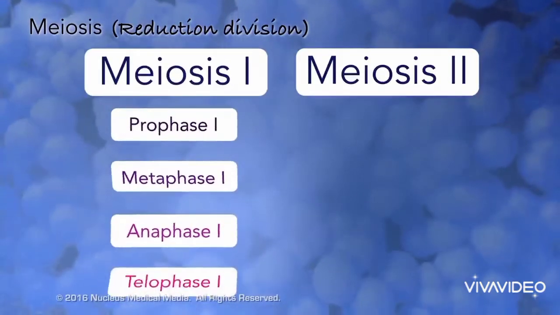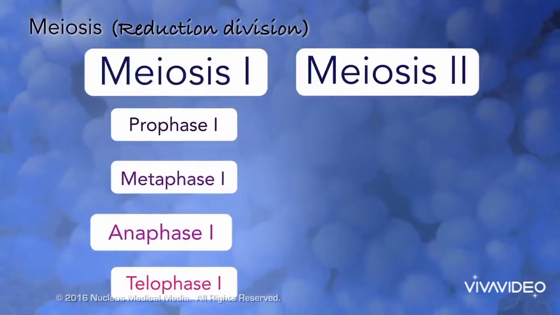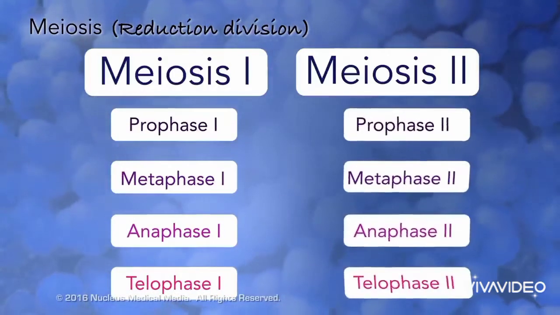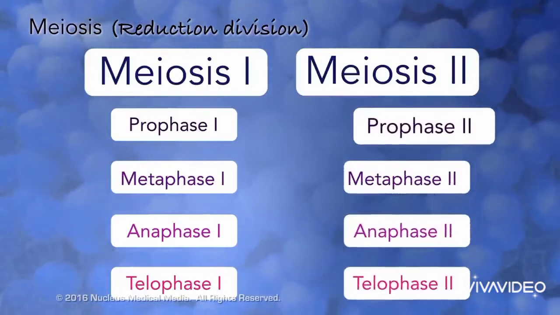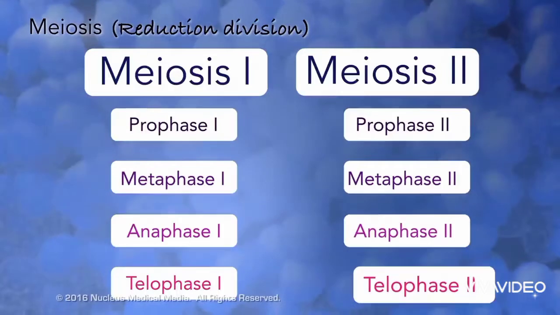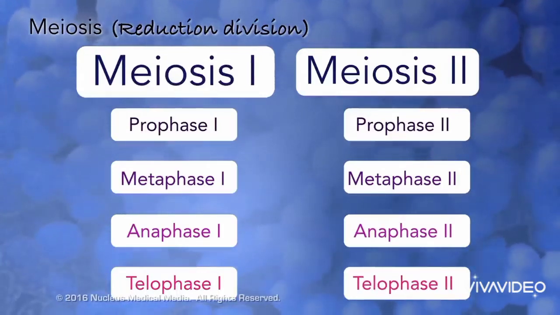Meiosis I has four phases: prophase I, metaphase I, anaphase I, and telophase I. And meiosis II also has four phases: prophase II, metaphase II, anaphase II, and telophase II. Let's look at what happens during meiosis I.